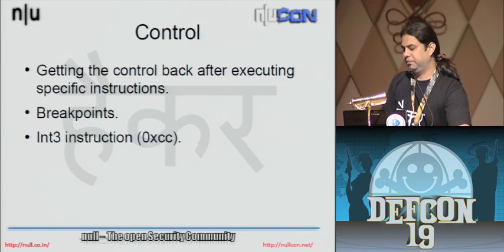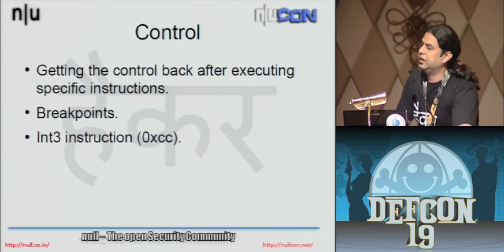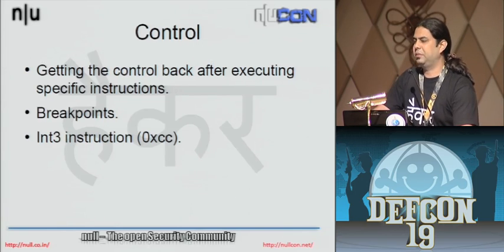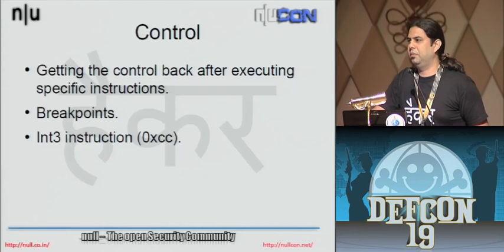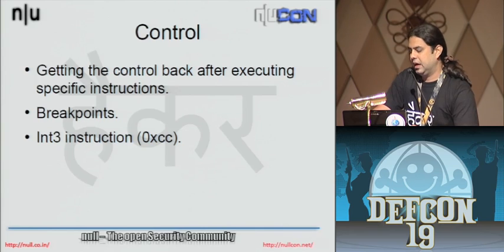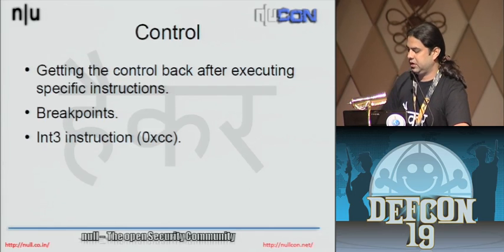Okay. So how does a debugger get the control back? If I'm tracing a process, obviously I need the control back after I execute some code. So how do I do that? The breakpoints come to the rescue. It's actually an int3 instruction, or a software interrupt. When executed in a remote process, the child process stops and you get the control back as the tracing process.